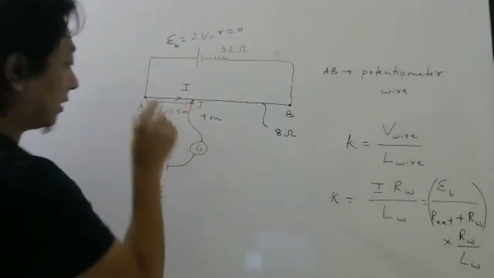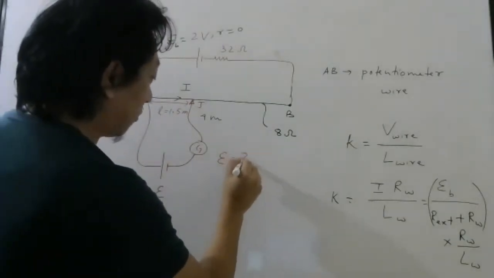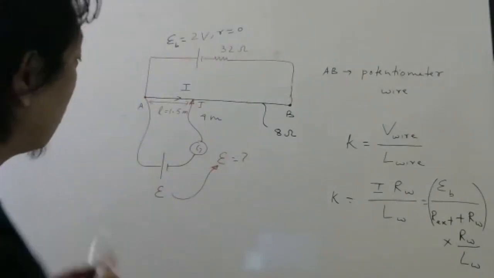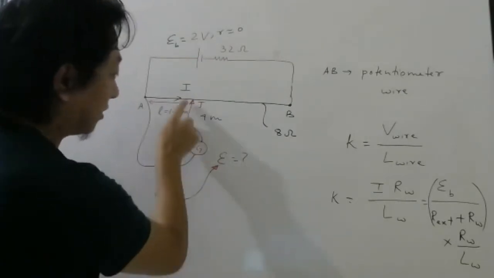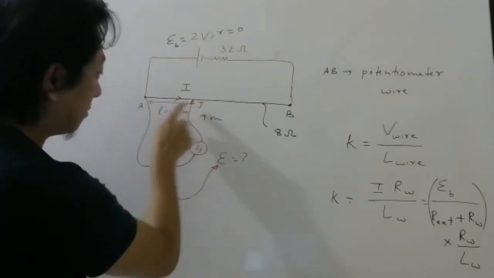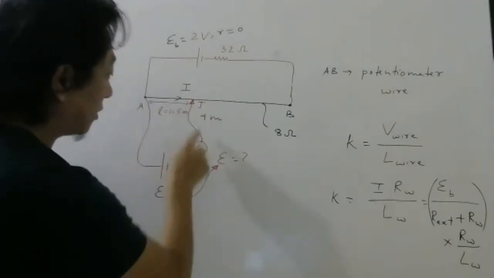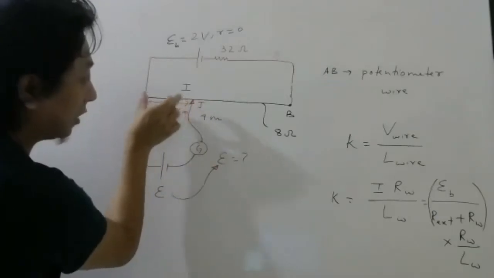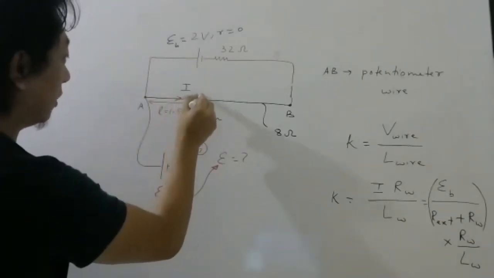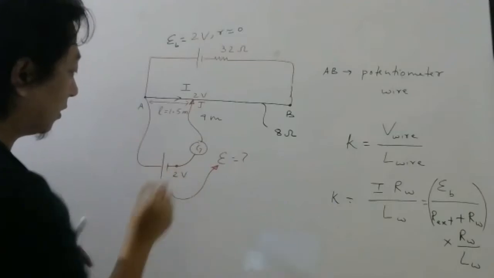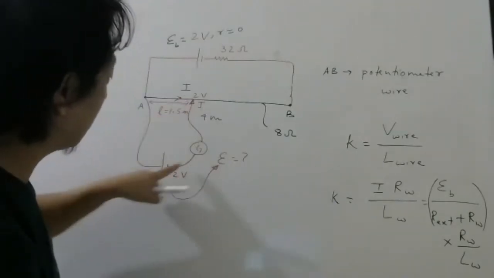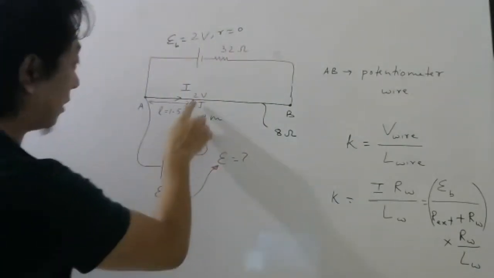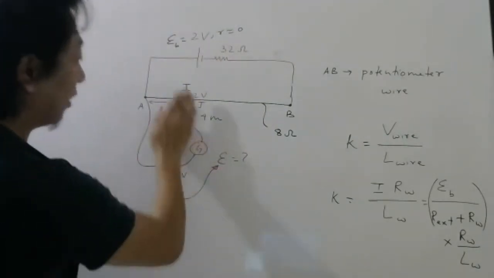So if the balance length is given, then they may ask you to find the EMF of the unknown cell. Then what I told you: whenever the galvanometer is balanced, that means no current is in this branch. No current in this branch means the potential difference here should be equal to here, right? If this is 2 volt, this also should be 2 volt, so that no current flows. Current only flows when there is a potential difference. So here and here the potential should be the same, then current will not flow.